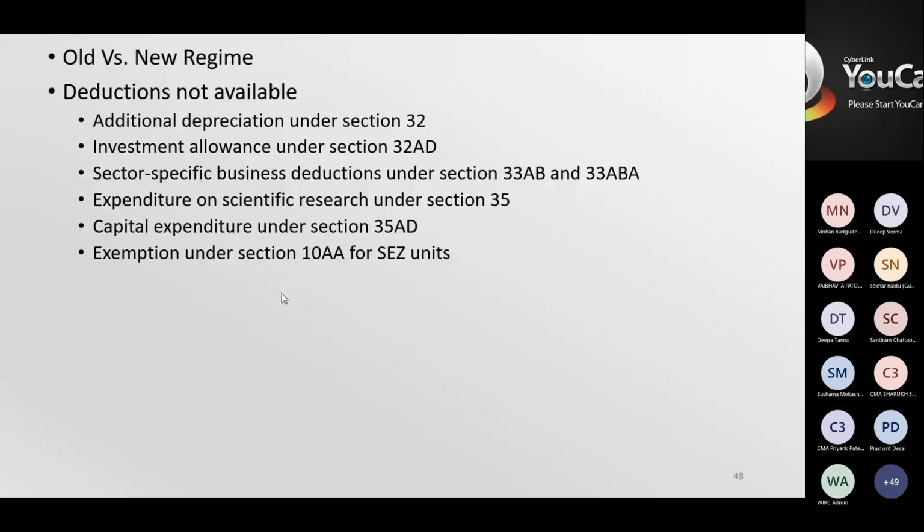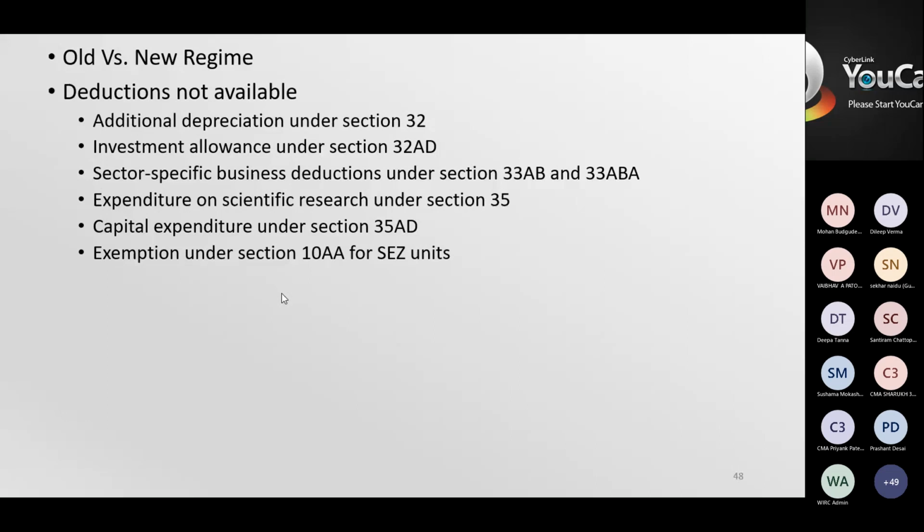Now, while doing this, you will have to be very careful about applying the old regime or new regime, because if you go for the new regime, then there are certain deductions which are not available. Number one, under section 32AD is not available. Then 33AB, 33ABA, section 35, that is scientific research, 35AD, exemptions under section 10A for SEZ units, these are not available.